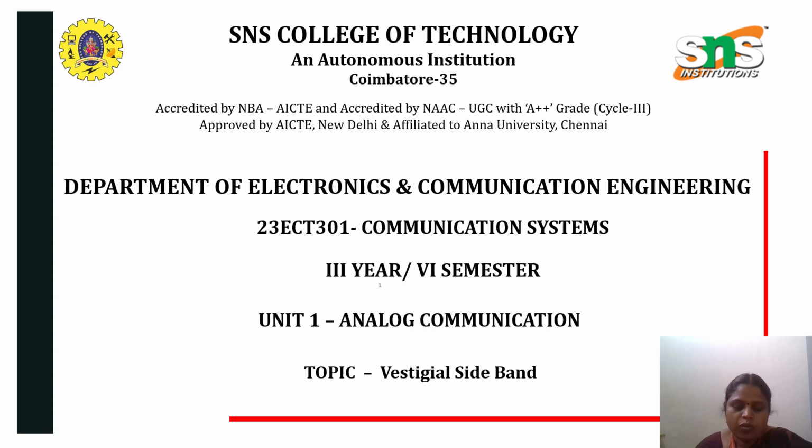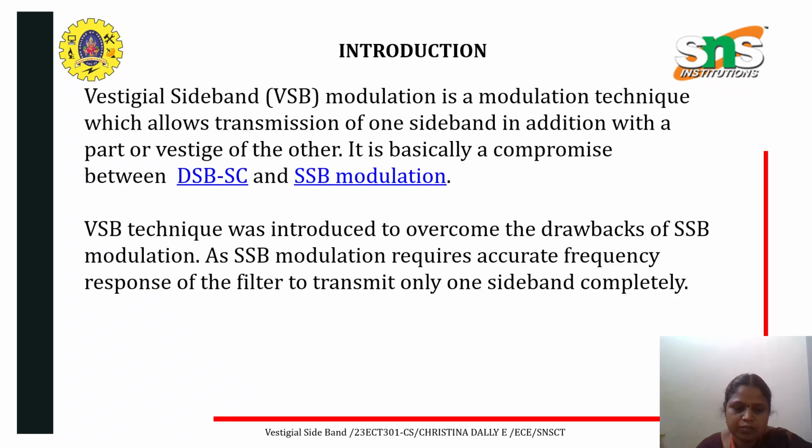In the previous video, we discussed modulation and the types of modulation. We have amplitude modulation, frequency modulation, and phase modulation. We have discussed that. The next part we are going to discuss is the vestigial sideband. It is one of the applications used in the TV transmission system. Here the vestigial sideband is a modulation technique. It allows the transmission of one sideband in addition to a part, a vestige, of the other.